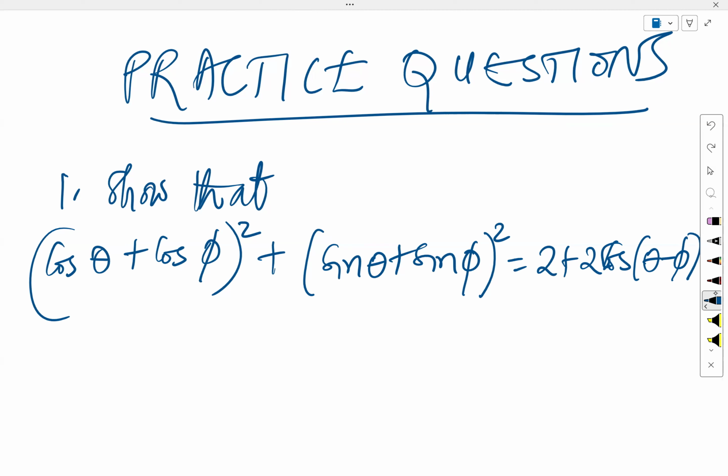Let me write this properly. So you want to have this like this. So that's the first question. Show that (cos theta + cos phi) squared plus (sin theta + sin phi) squared is equal to 2 plus 2 cos(theta minus phi). So you're going to apply this idea of sum and difference formula.